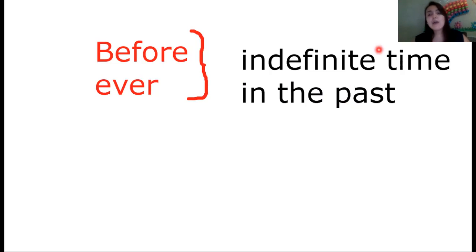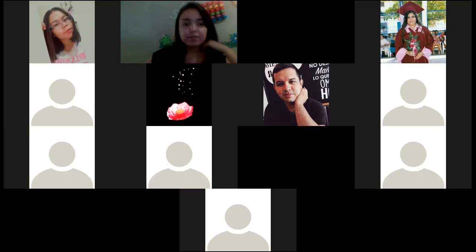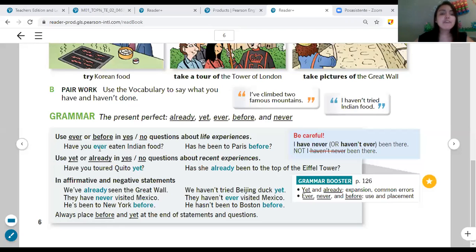Okay, but how are we going to do it? The word before is going to be used at the end of the sentence, and ever goes before the verb, okay? For example, here we are going to see it. Have you ever eaten Indian food? You see? Before the verb. Ever goes before the verb in the past participle. And before goes at the end of the sentence. He has been to Paris before.